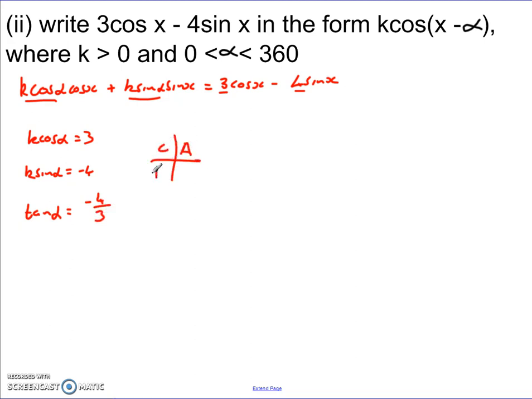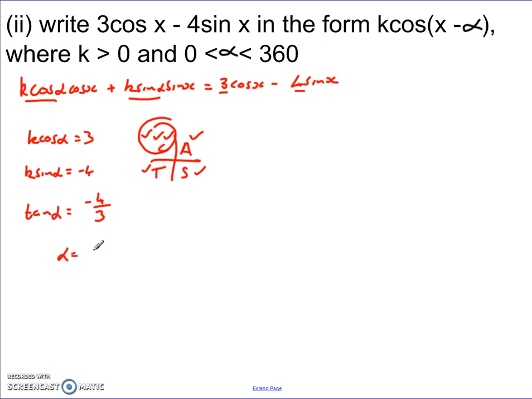Again, refer to your CAST diagram. Let's see where it falls. So for the cos, it's going to be positive and positive there. For the sine, it's negative, so it's in one of these two regions here, and the tan is also negative, so it's either there or there. Well, this is the quadrant with 3 possibilities and 3 ticks. That's the quadrant where it's in. So we find the answer here, and then we have to take it away from 360 to find it.